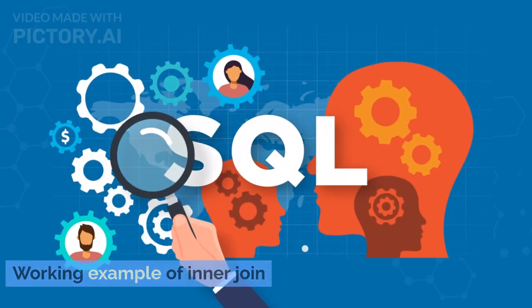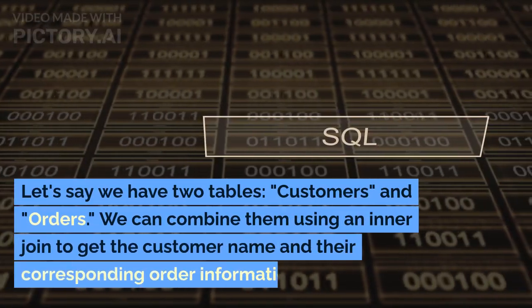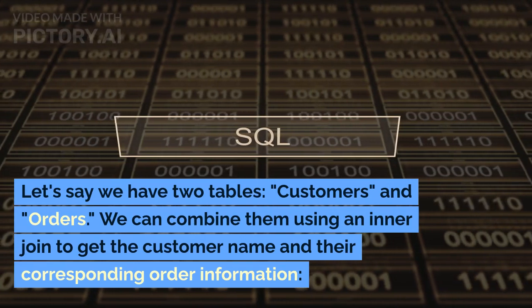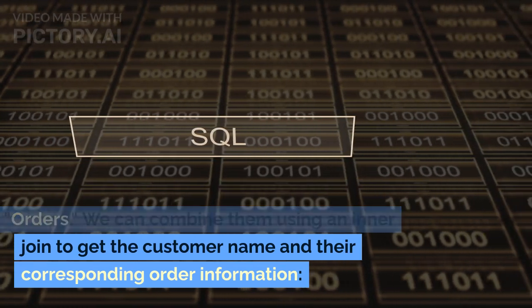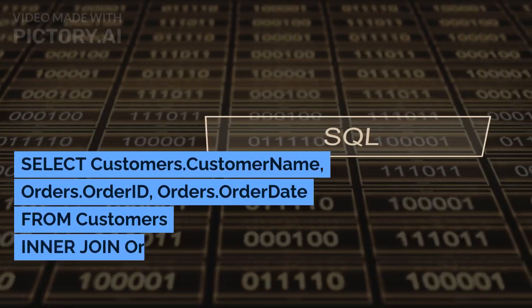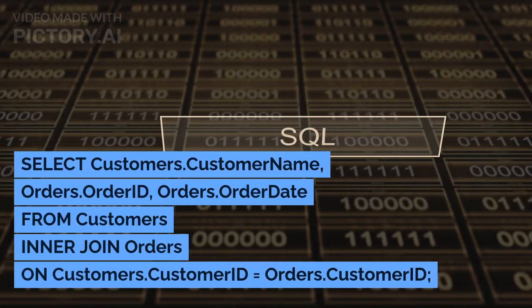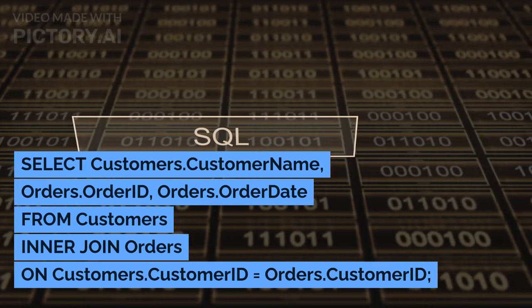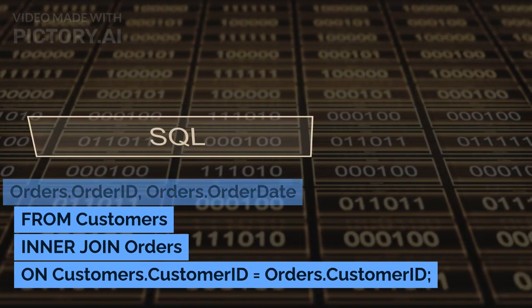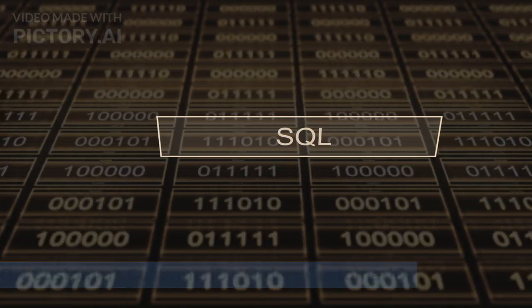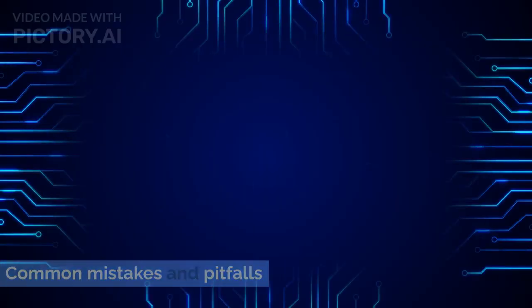Working example of inner join. Let's say we have two tables, customers and orders. We can combine them using an inner join to get the customer name and their corresponding order information. SELECT customers.customer_name, orders.order_id, orders.order_date FROM customers INNER JOIN orders ON customers.customer_id = orders.customer_id.